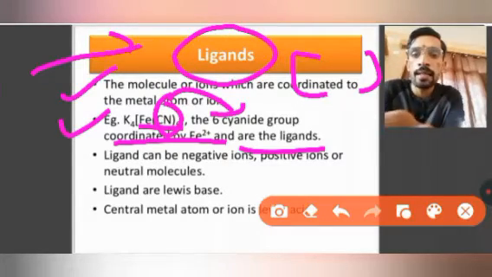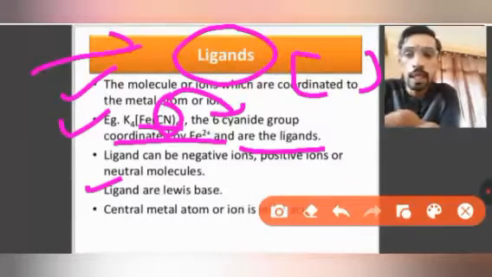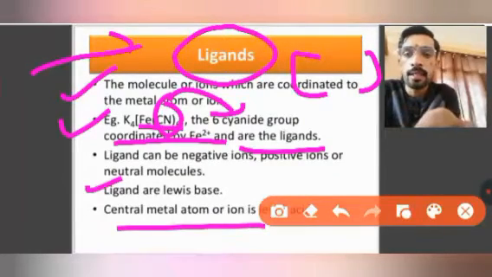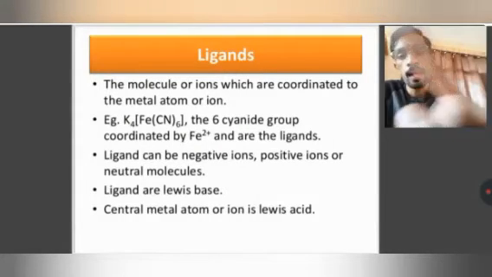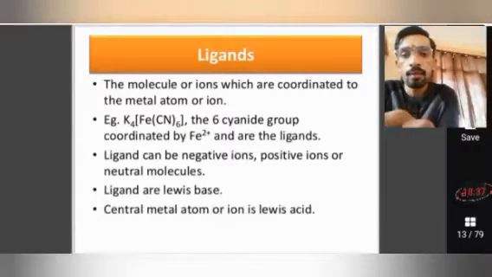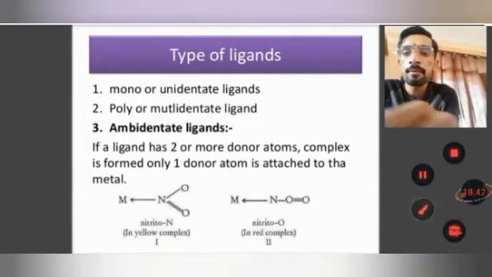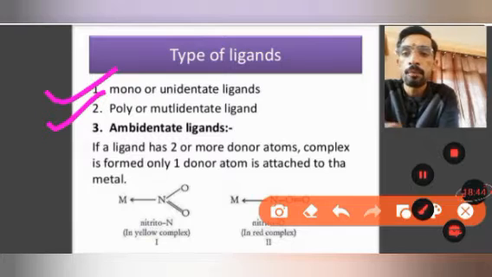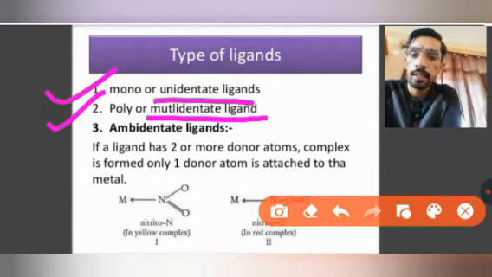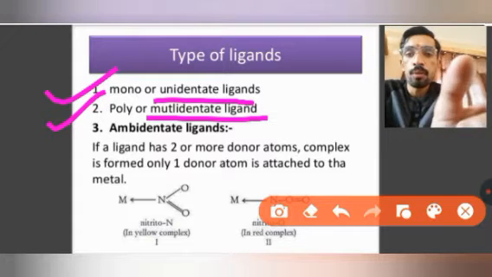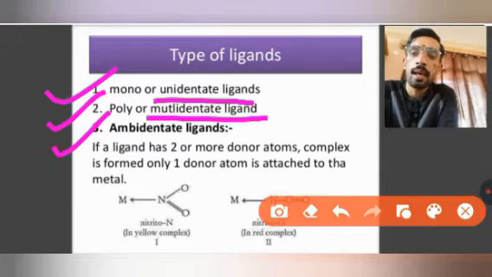A ligand can be a negative ion, a positive ion, or neutral. Ligands are Lewis bases, and the central metal atom or ion is a Lewis acid. What is a Lewis acid and base? You studied that in class 11. There are different types of ligands: monoligand and polyligand. A monoligand is unidentate, a polyligand is multidentate. I cleared this in yesterday's video. Uni means mono, single; poly means many. Then there is a third type of ligand, that is ambidentate.